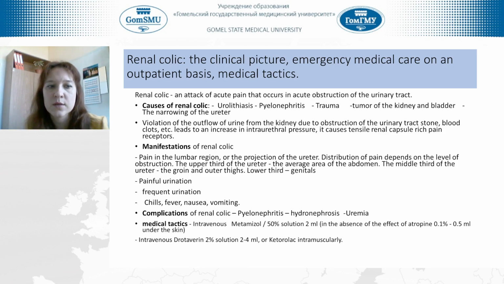For medical tactics, emergency care, we should use intravenous metamizole 30% solution, 2 milliliters. If there is no effect, we can add atropine under the skin and use spasmolytic therapy. The main one is intravenous drotaverine, 2% solution, and ketorolac intramuscularly. This is all according to urinary syndrome.